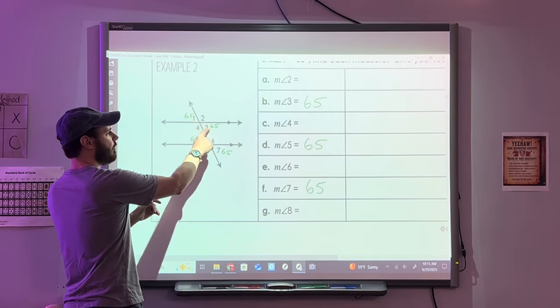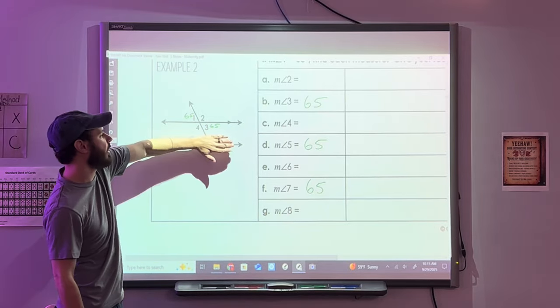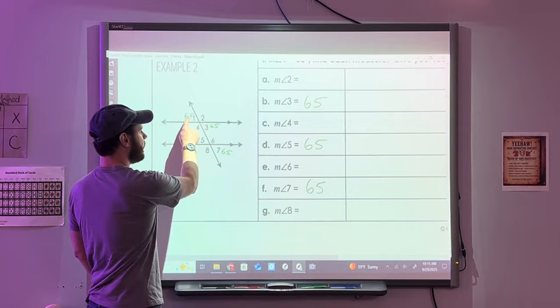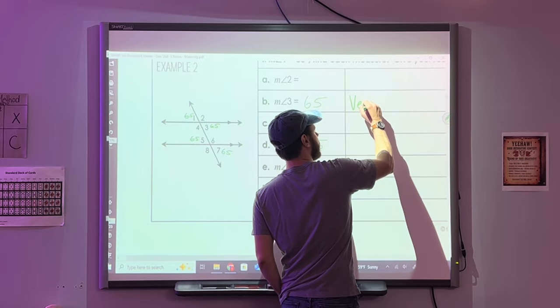1 and 3, what's their relationship? Well, ignore everything else, right? Ignore the bottom. Look at just 1 and 3. They're vertical to each other. We have directly across. So my reason will be vertical angles.